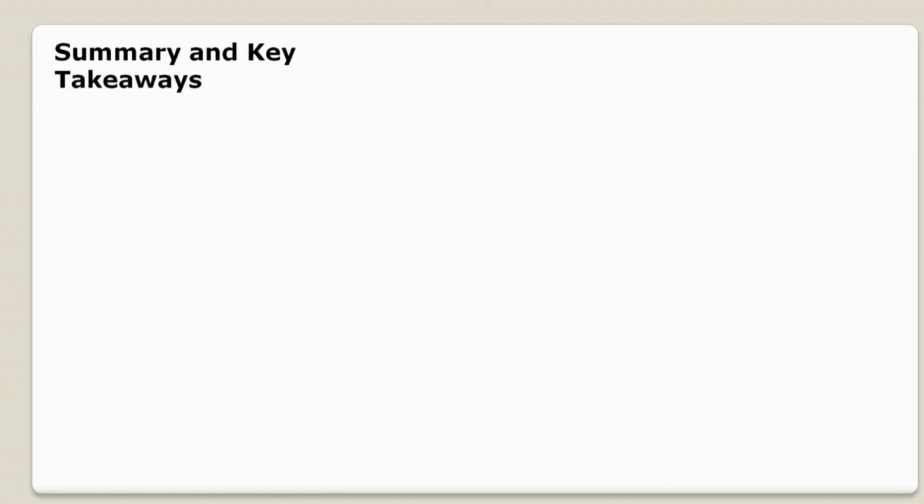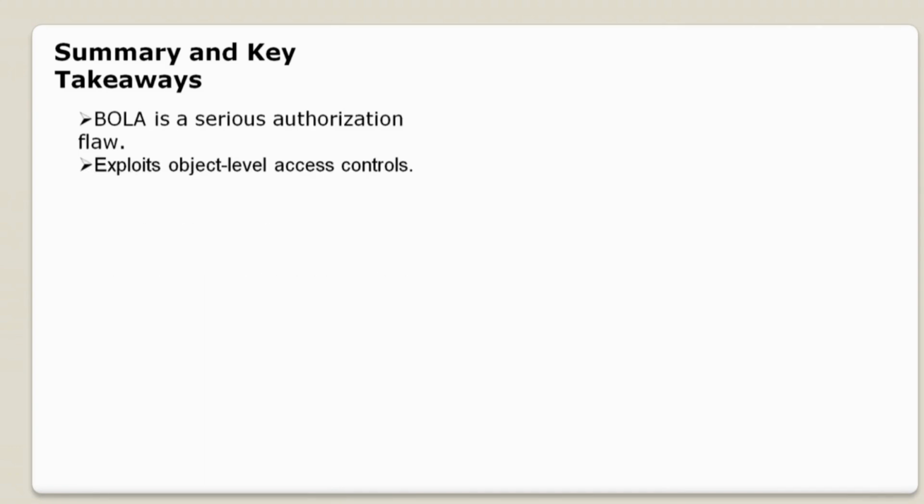The main summary and key takeaways: BOLA is a serious authorization flaw and it exploits object level access controls. Prevention requires rigorous checks and testing.